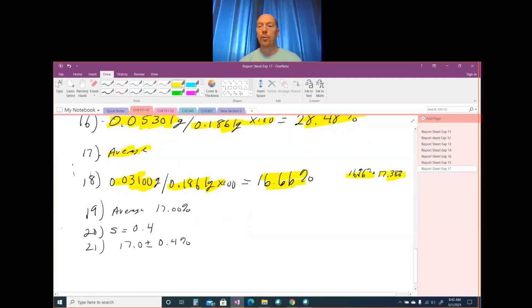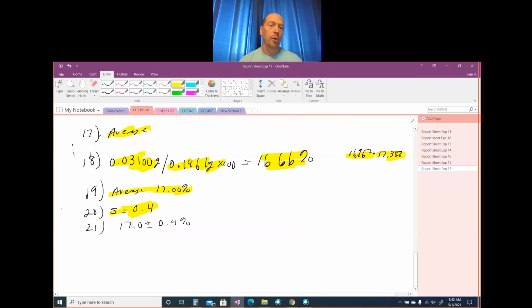You have 2 other runs. You take the average, add them up, divide by 3. You get the standard deviation. Calculated it on this data, it'd be 0.4. And so you would give your answer to 1 decimal, 17.1 plus or minus 0.4%. And that is a quick how to fill out the report sheet.